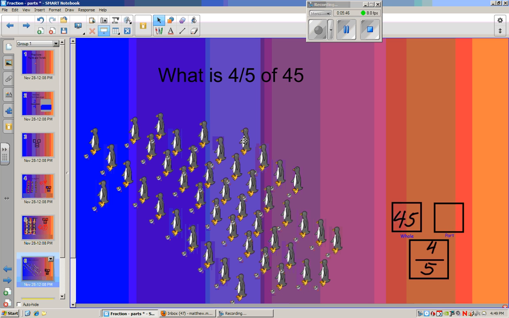Well, I've got 45 penguins here. You've got to trust me. I'll let you listen to what they sound like. Pretty simple. But there's 45 penguins here.